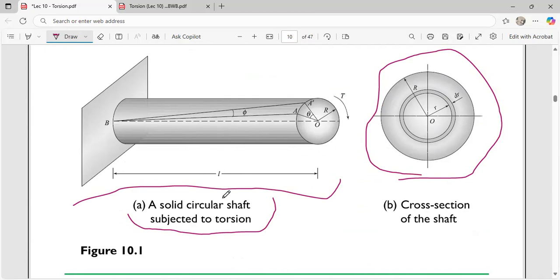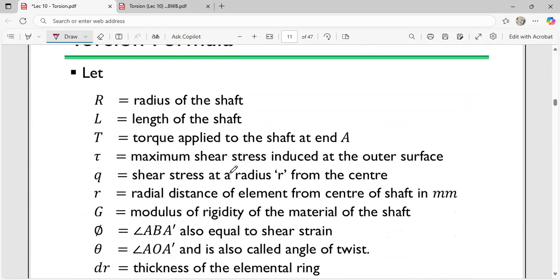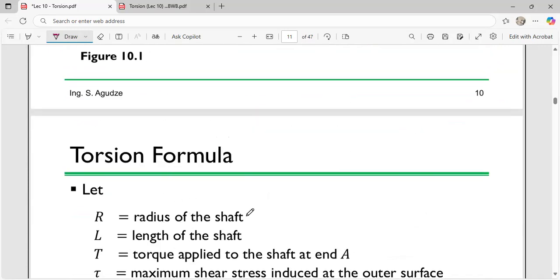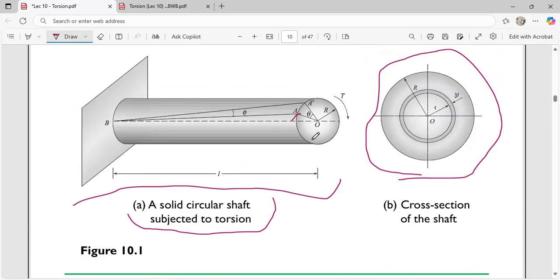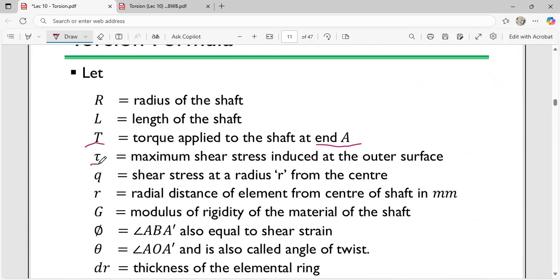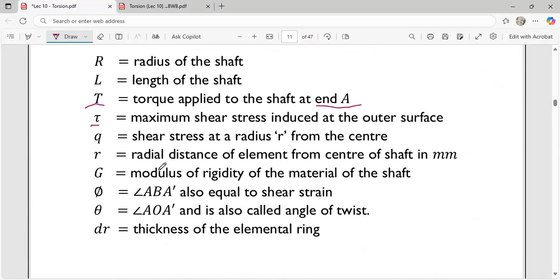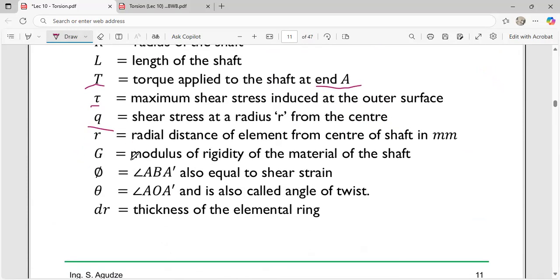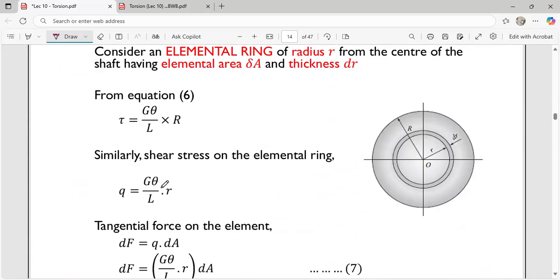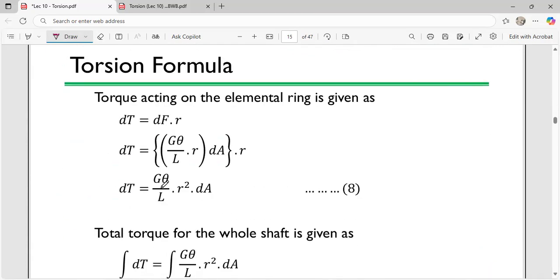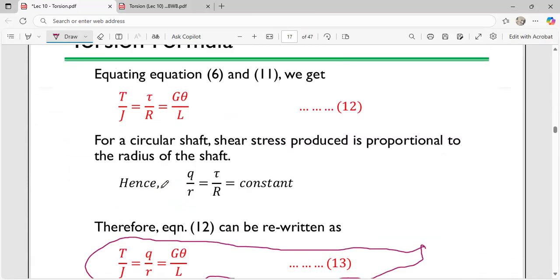It's subjected to a twisting moment. So in the torsion formula, R is given as the radius of the shaft, L being the length of the shaft, T being the torque applied to the shaft at end A, and also this tau is the maximum shear stress induced at the outer surface. It continues as that. So later you can take time and go through all of this, and you will see how the formula is being proved.